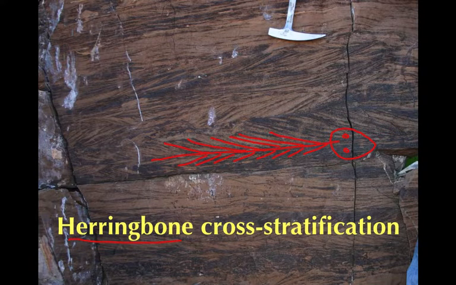What this indicates is that there was a current going that way first, and then a current going this way, and a current going that way at some later period of time, and that those currents persisted for quite a while because they're actually in separate beds. And so this is a great indication of tidal currents. Sediment being transported in one direction for a long period of time and then switching directions for a long period of time.